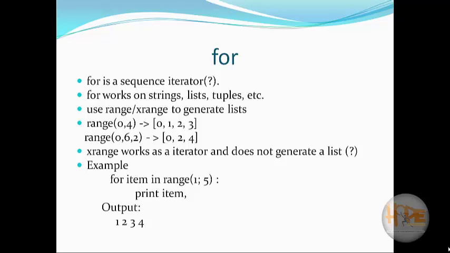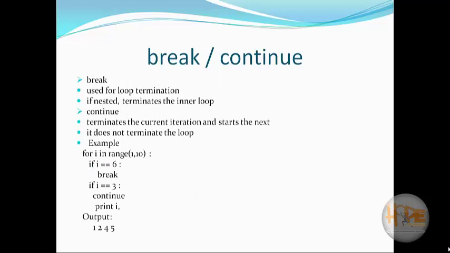For example, for item in range 1 to 5 and colon and print the item. So our output is 1, 2, 3 and 4.